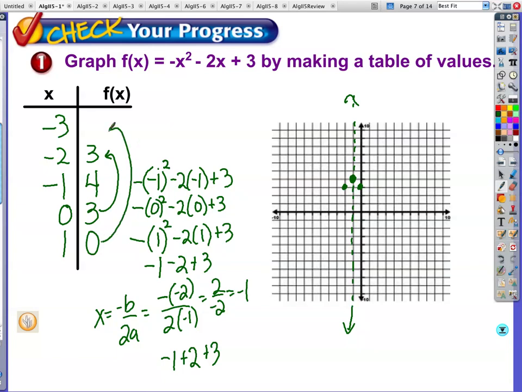Now I come up here, and this one's also going to be a 0. So I graph 1, 0. Use symmetry. I go back this way. That's pretty cool. I got -3, 0. All right, go ahead and make the frown occur. There's your parabola. Lovely.